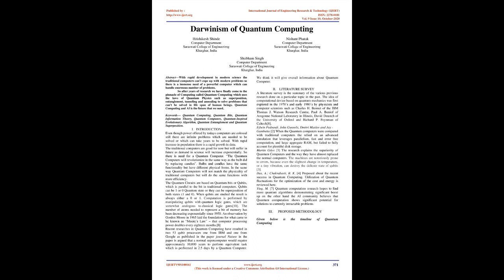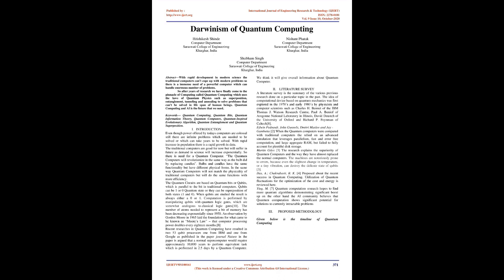2. Literature survey. A literature survey is the summary of the various previous research done on a particular topic in the past. The idea of a computational device based on quantum mechanics was first explored in the 1970s and early 1980s by physicists and computer scientists such as Charles H. Bennett of the IBM Thomas J. Watson Research Center, Paul A. Benioff of Argonne National Laboratory in Illinois, David Deutsch of the University of Oxford, and Richard P. Feynman of Caltech.